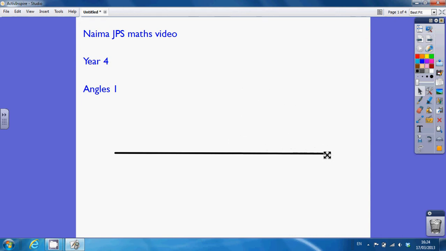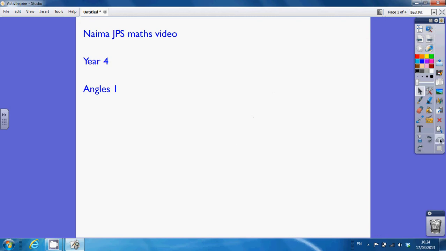And anything that is beyond a straight line, anything bigger than a straight line, anything from 180 all the way around to a full circle, which is 360 degrees, is called a reflex angle. Okay, let's move on.